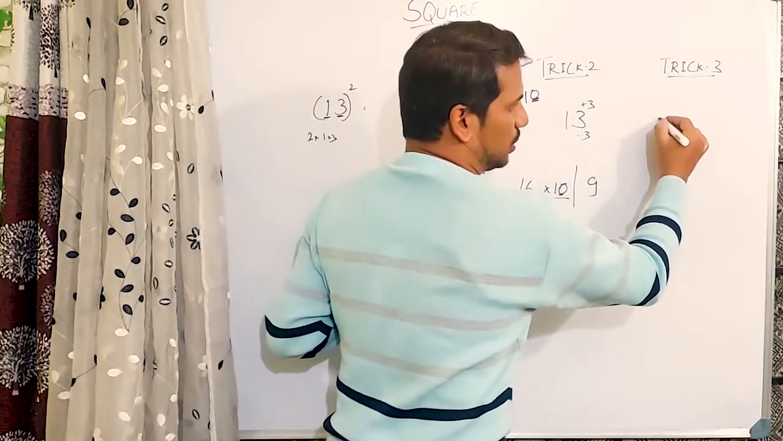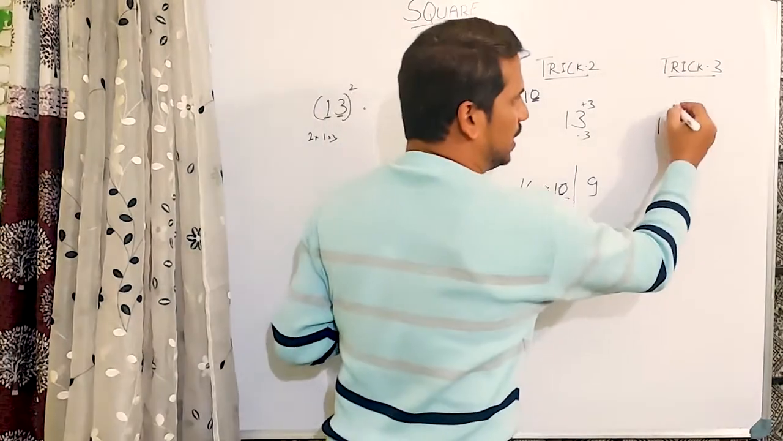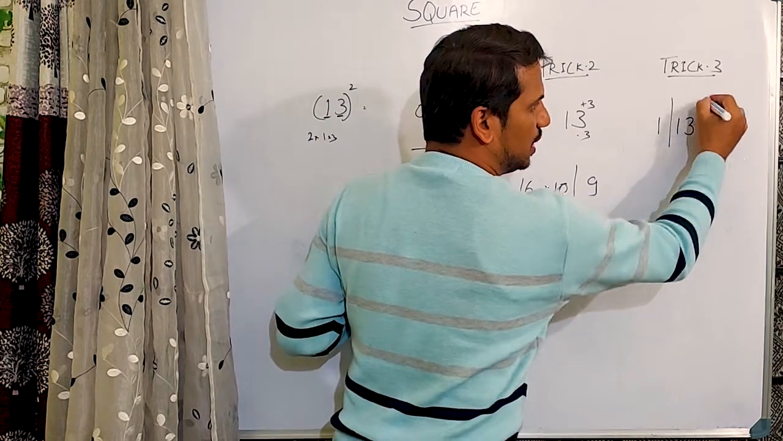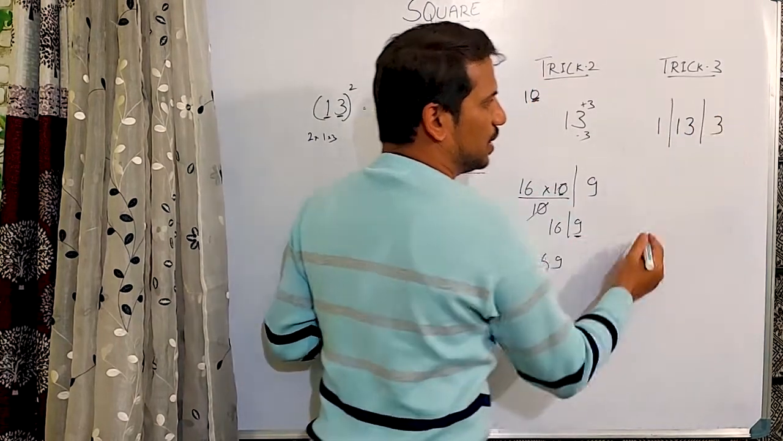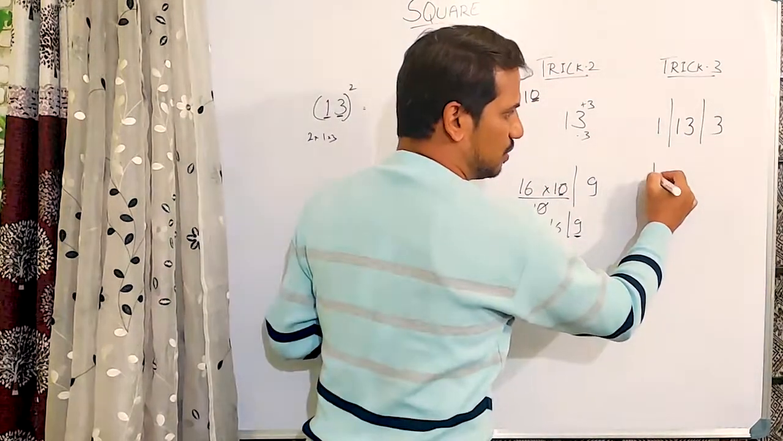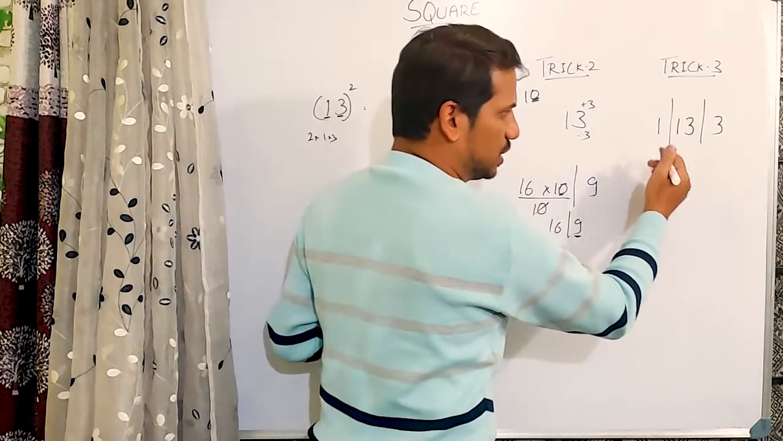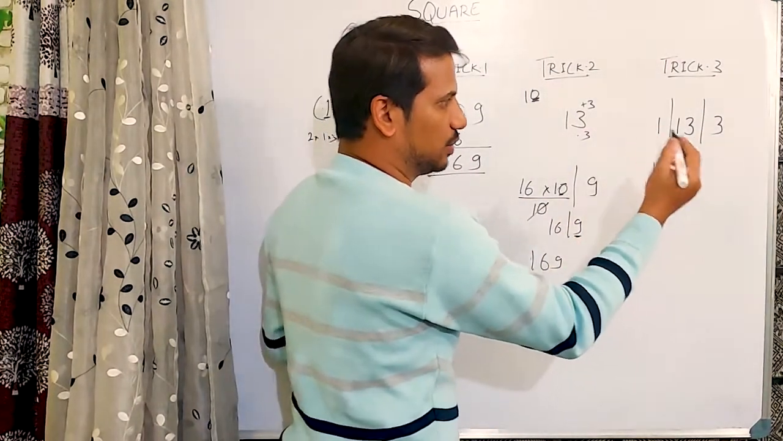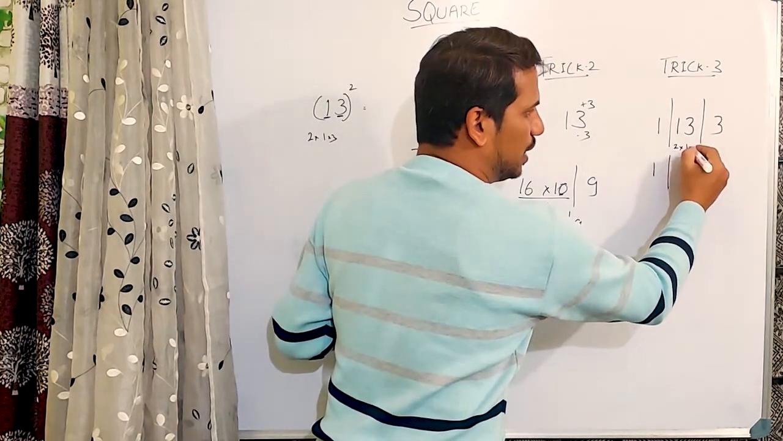So the third trick is finding a square by using the duplex method. So how to find? So it will be the duplex of 1 and then combine 2 digits, duplex of 13 and duplex of 3. So we know duplex of 1 is that 1 square, that is 1, and duplex of 13 is 2 into 1 into 3, that is 2 into 1 into 3.